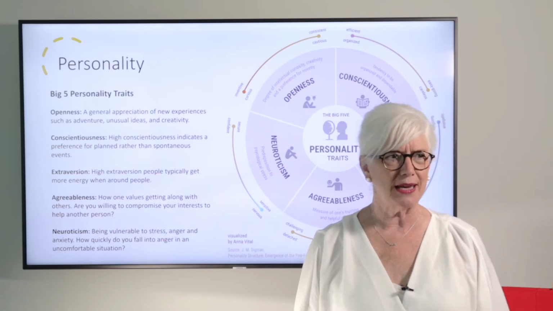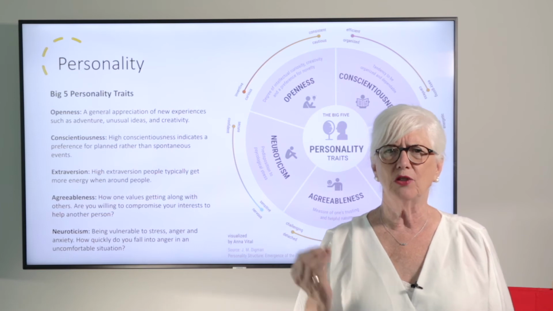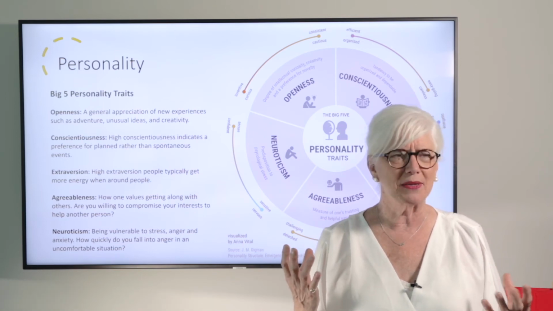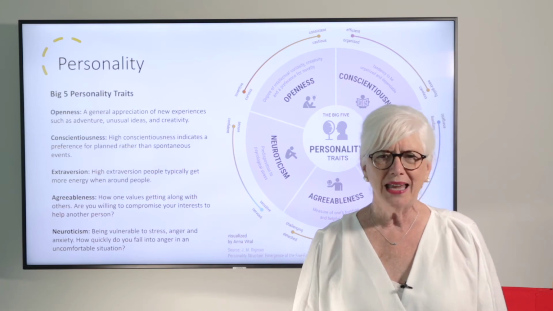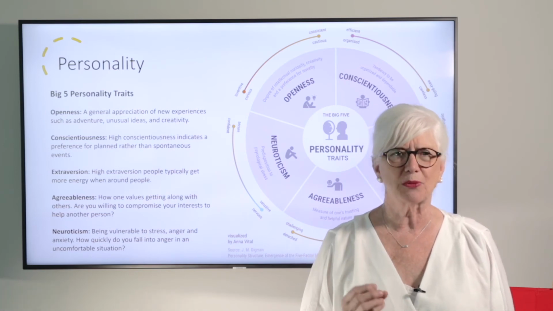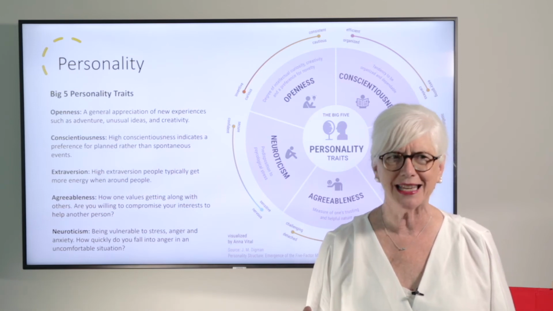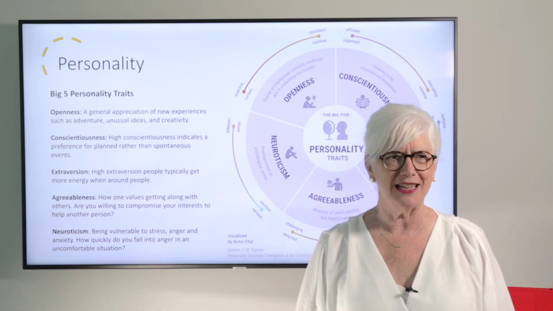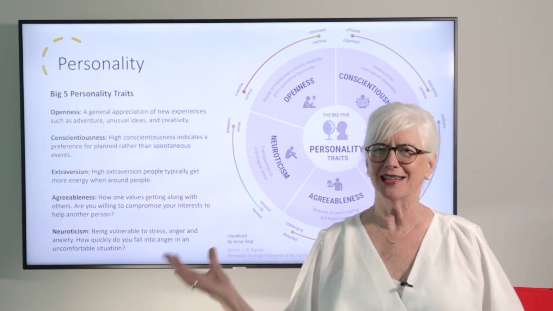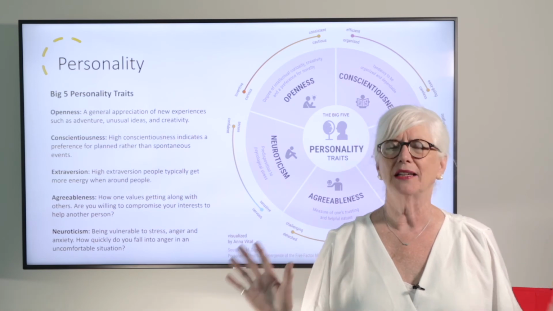So the first of these personality traits is openness. And this is a person who has a general appreciation of new experiences. They're quite adventurous and they have unusual ideas, perhaps, think outside the box. They're quite creative. A second personality trait is conscientiousness. A highly conscientious personality indicates a preference for planning, rather than being completely spontaneous. I'm a little bit like that. I kind of like to think I'm very responsible about things, but it's nice to have somebody who's a little more spontaneous living with you. It makes you live life a little bit lighter. So it's not a bad thing to have these differences.